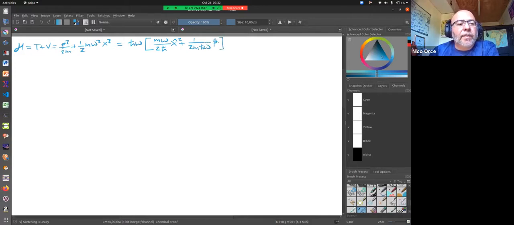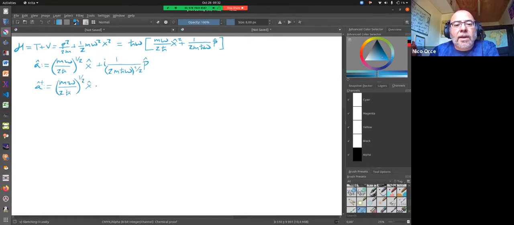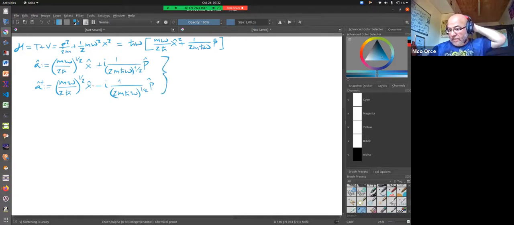And from here, I'm going to define A, which is equal to the square root of M omega over 2 h bar times X, plus i times the square root of 1/(2M h bar omega) times P. And A dagger is going to be the same thing: the square root of M omega over 2 h bar times X, minus i times the square root of 1/(2M h bar omega) times P. And now let's add these two together, right?